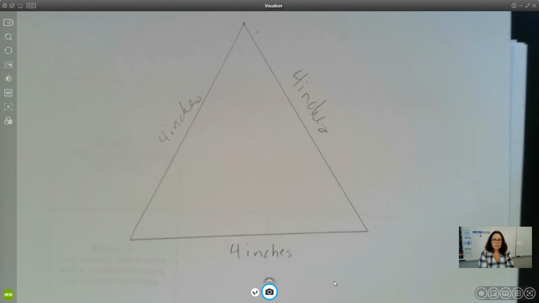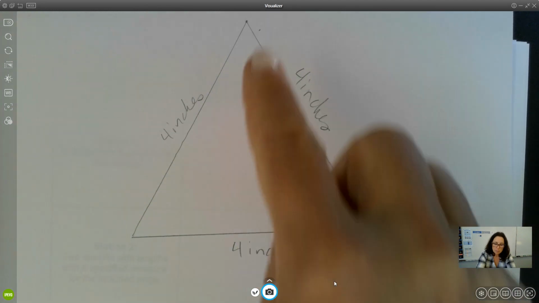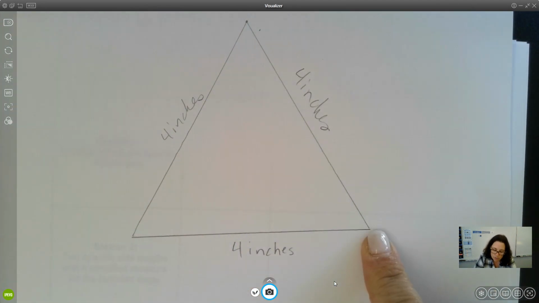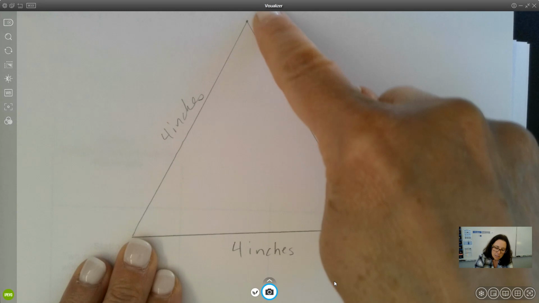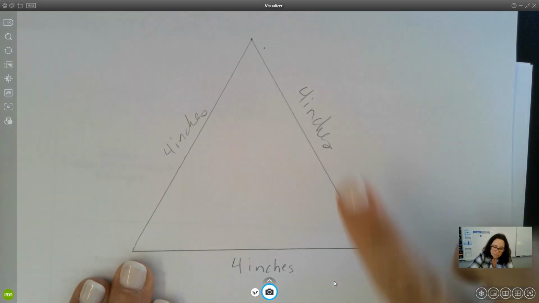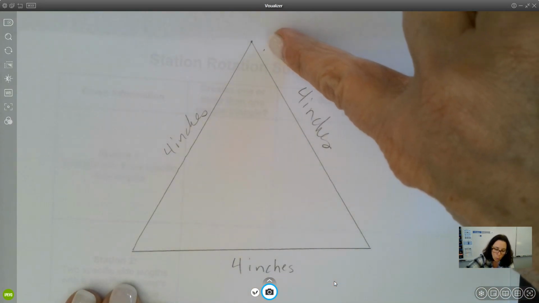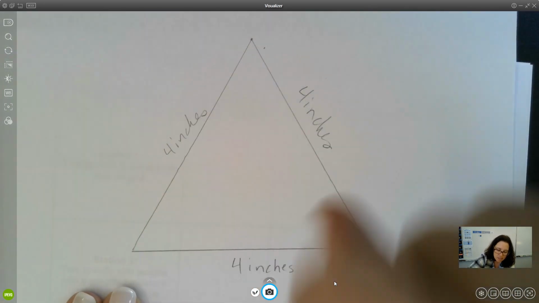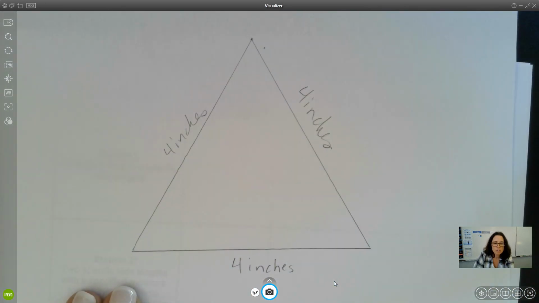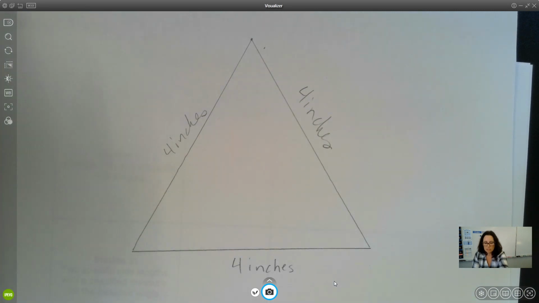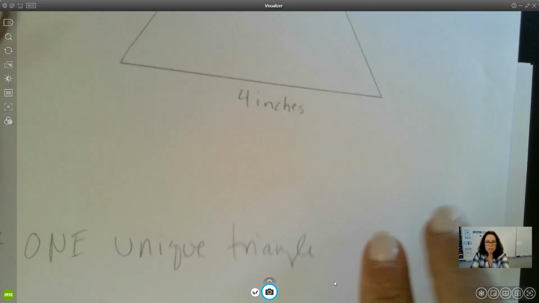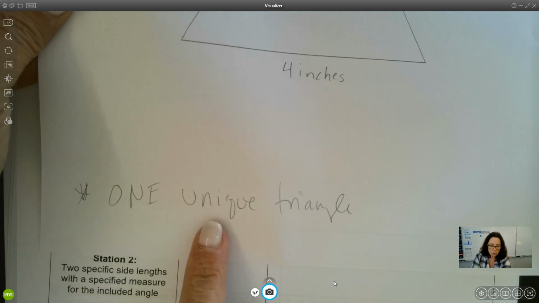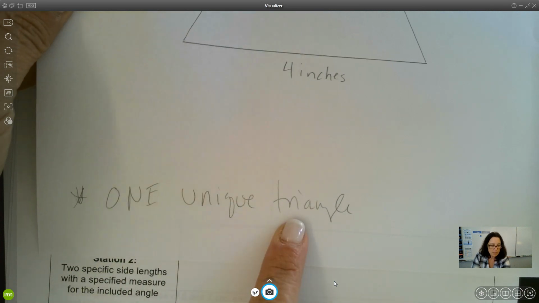If you drew it and somebody else drew it, guess what? There is no other way this triangle would look. I had to play around. I drew my 4 inches and then I had to play around up here where that vertex would be to make that side 4 inches and that side 4 inches. We would all have the same triangle. So you're going to conclude one unique triangle.